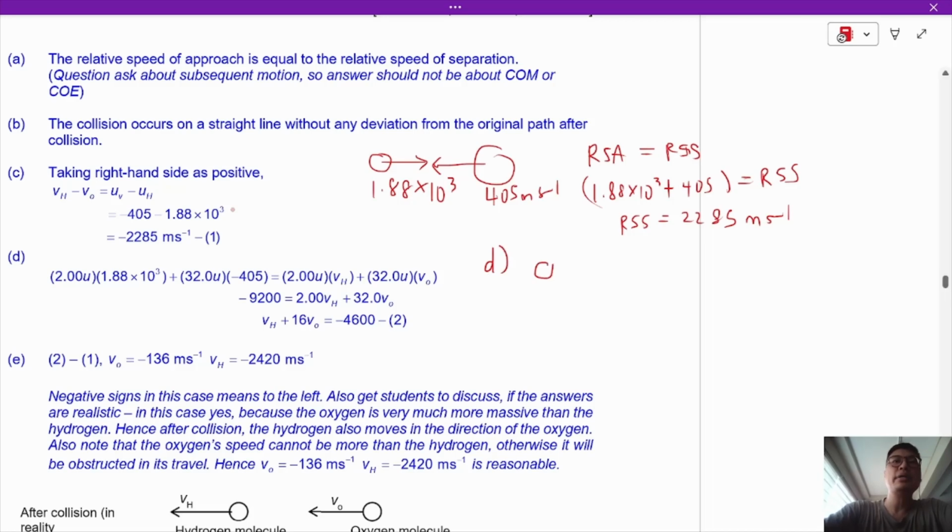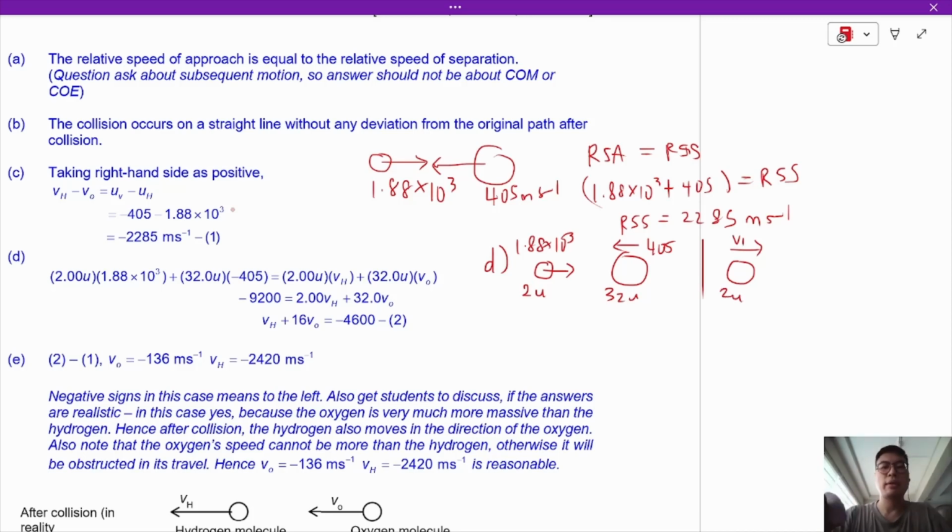Now, in part D, let's give this m1 and u1. Okay, now the mass of the hydrogen molecule is 2u and the speed is 1.88 times 10 to the power of 3. And the mass of the oxygen molecule is 32u, and the speed of the oxygen molecule to the left is 405. Now, after collision, we are going to write the unknown velocity to the right, v1, which is 2u. Now, we always draw unknown velocities to the right, so we're going to write 32u, also going to the right, and we put it as v2.